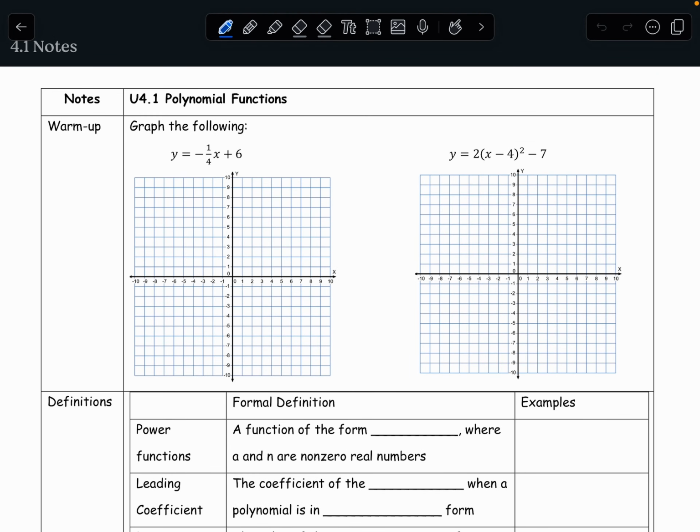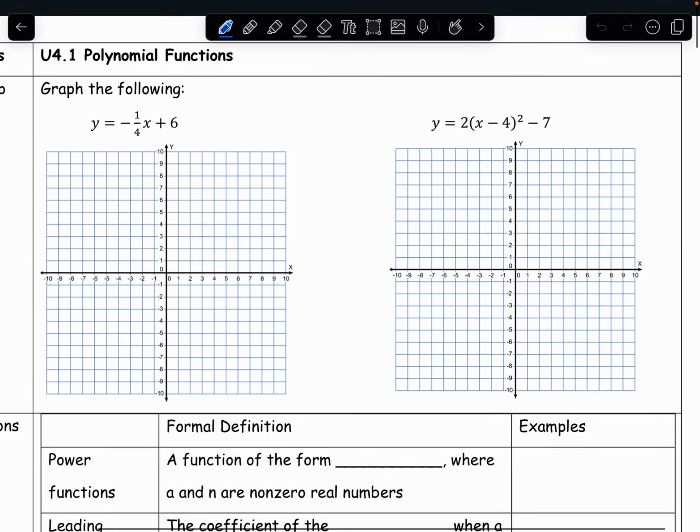Hello and welcome to Unit 4.1 Polynomial Functions. So today our goal is to look at polynomials. There's a bunch of different types where we're going to be finding x-intercepts, y-intercepts, and doing rough sketches of them.